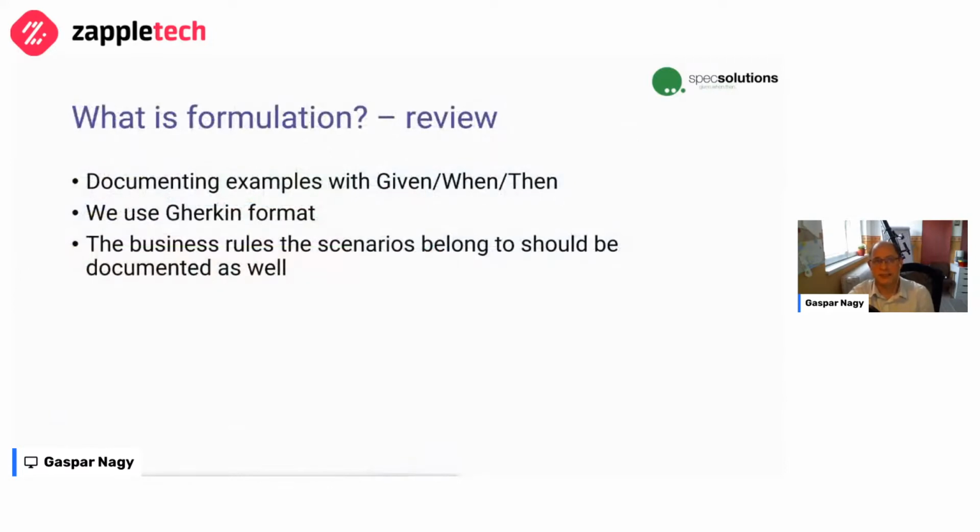So what we have seen so far is that we would like to document these examples using the given when then keywords, that we are using the Gherkin format that defines these keywords in multiple different languages. And it's an important detail that these business rules, or the acceptance criteria, if you better like to call it like that, should be also documented together with the scenarios. Okay, so that's what we have seen so far.